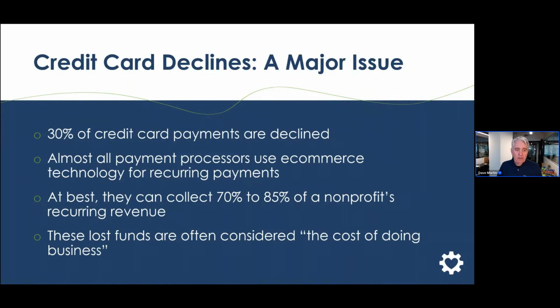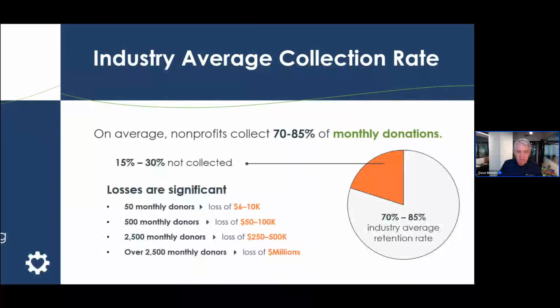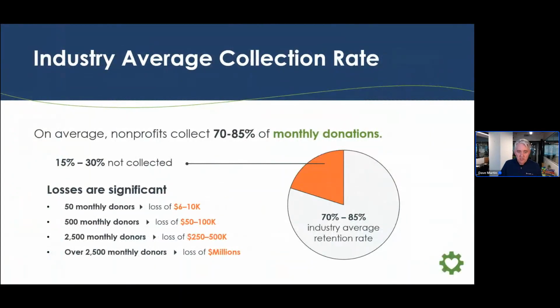When you think about it, on average, if you're collecting 70 to 85% of monthly donations, there's that big piece of the pie there that you're not collecting, right? And if you have 50 monthly donors, you could be losing up to 6 to 10K per year, right? 500 donors, 50 to 100K. It just becomes huge amounts.